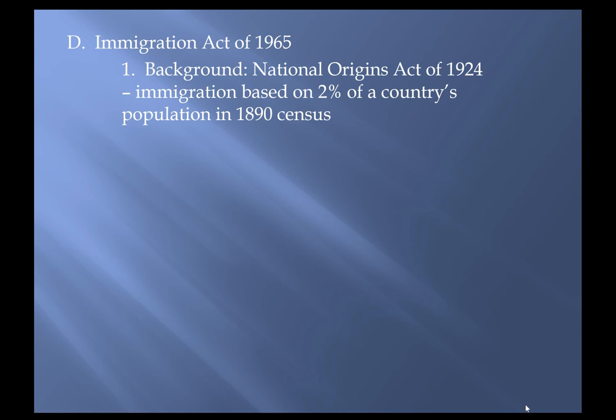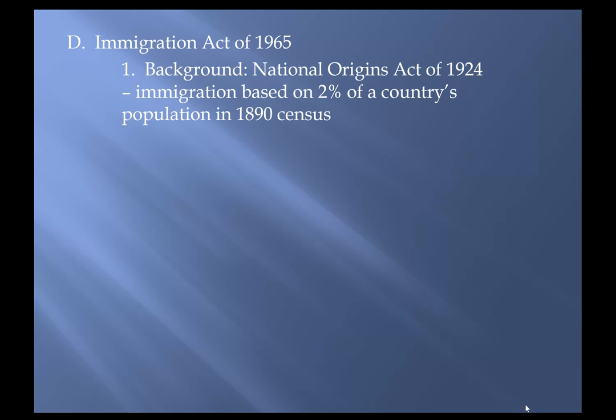So the background to this law is actually way back in 1924. If you remember when we studied the 20s, we talked about a law called the National Origins Act of 1924. And per that law, immigration was based off of 2% of a country's population in the 1890 census. So if we're looking at how many people should come in from, I don't know, Mexico, pick a country, and in 1890, Mexico had 100 people in the United States, then how many did they get? 2, right? That's how it works.